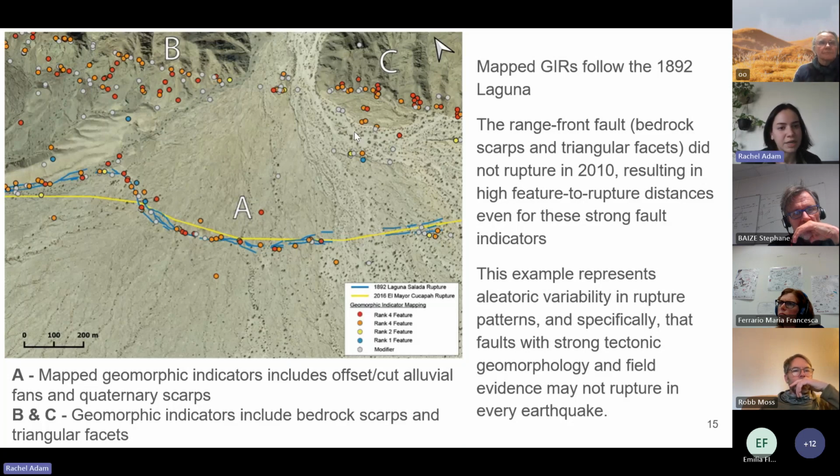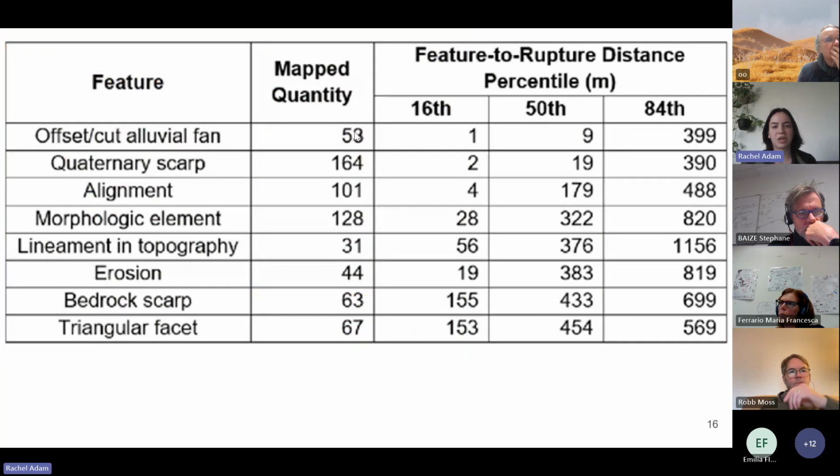After we completed the analysis and measured the distance from the GIR features to that surface rupture in yellow, these are the top features. We measured the 16th percentile, the 50th, and the 84th. The 16th generally represents some of the closer distances to the surface rupture. The 84th generally measures the furthest distance away.